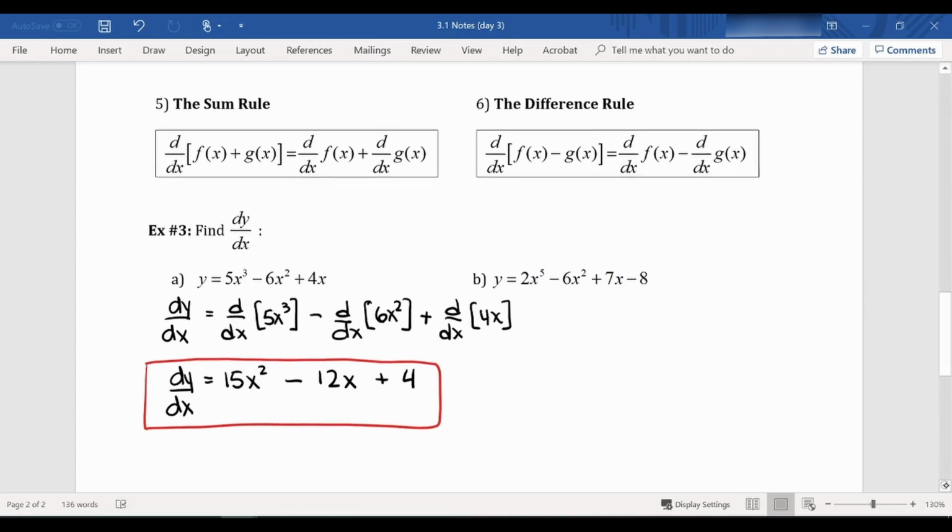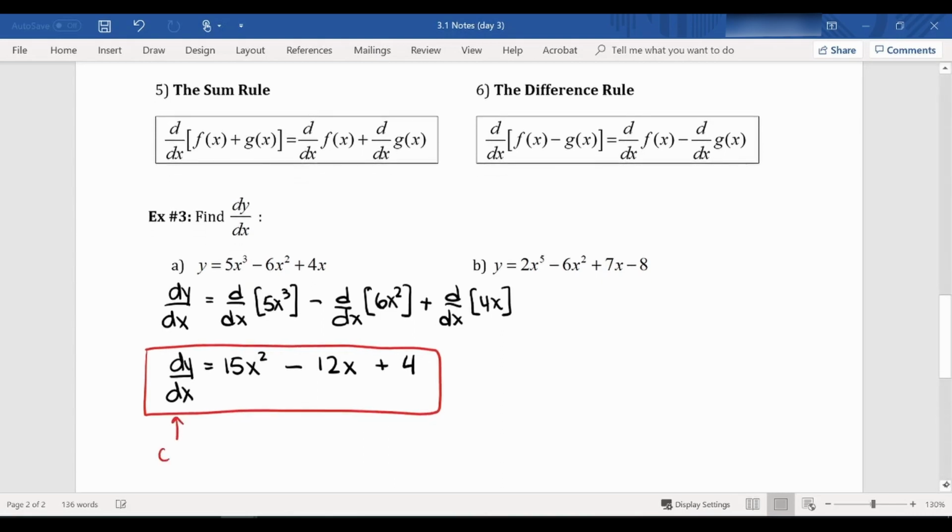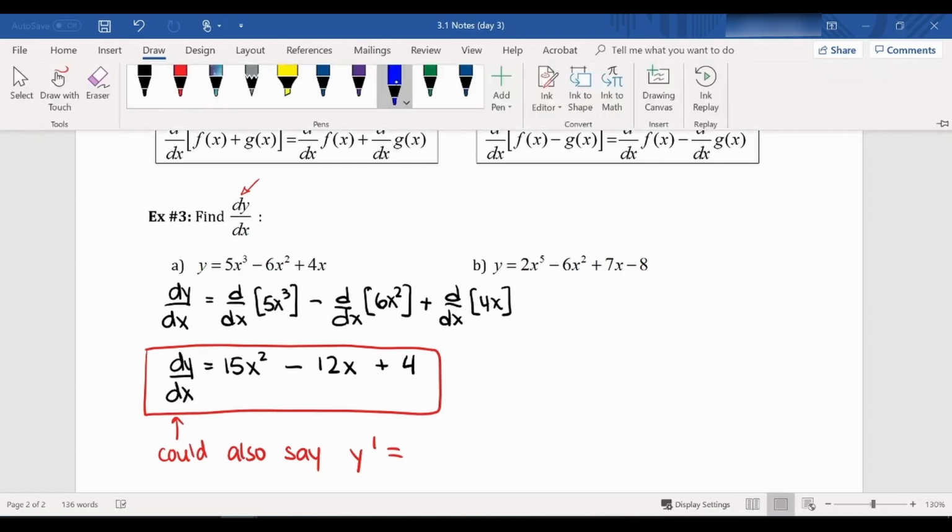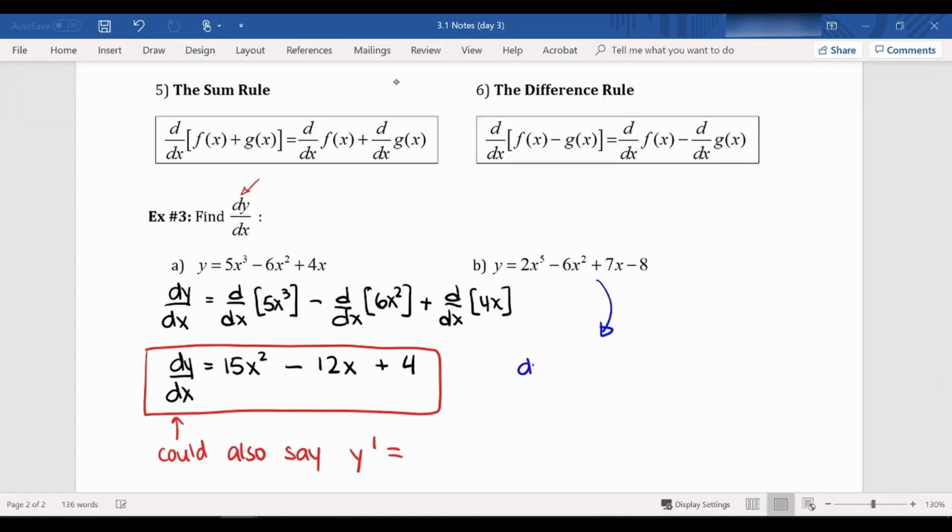Okay. We could also write this as y prime. That would be the same notation. The reason I use dy dx is because that's what the question said here. Okay. So the last one here, if I found dy dx, again, I'm not going to write out all these d dx's. I'm just going to go forth and find my derivative.